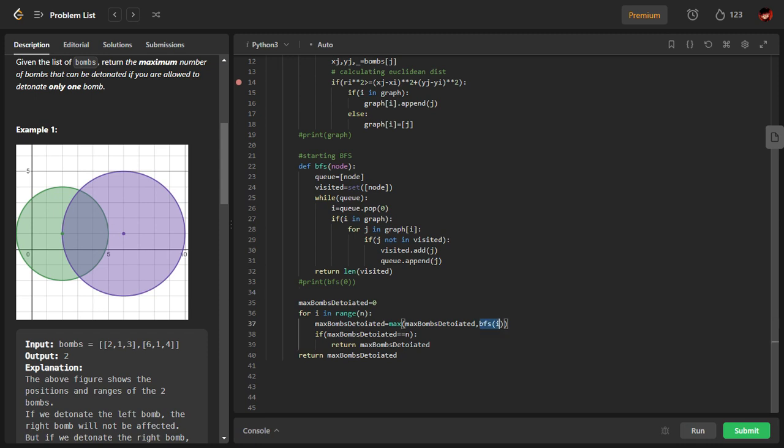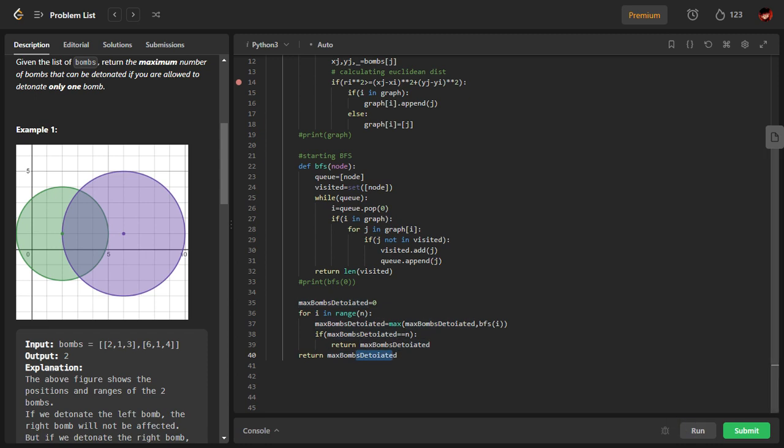I'm creating a separate variable to store the maximum that can be blasted for any one node's blast. Finally, I'm going to do a BFS for each of the nodes, and it will return the number of bombs that will be blasted if I start with the ith node. That will be stored in this particular variable, and finally this variable will be returned. This will be the final answer.